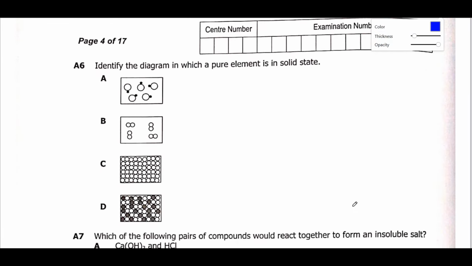Question number 6. Identify the diagram in which a pure element is in a solid state. So for solid state, number 1, the particles must be closely packed. Then a pure element is an element or a substance with only one kind of atom. So if you look at multiple choice A, this is not the answer. Number 1, the particles are not closely packed. Then also it's a compound because we have these atoms represented by larger circles and smaller circles.